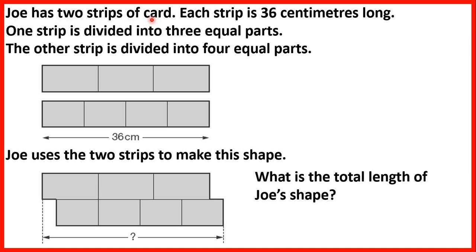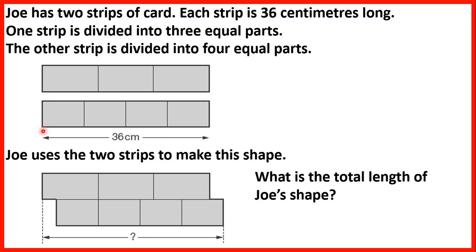Joe has 2 strips of card. Each strip is 36 centimeters long. One strip is divided into 3 equal parts. The other strip is divided into 4 equal parts. Joe uses the 2 strips to make this shape. What is the total length of Joe's shape?